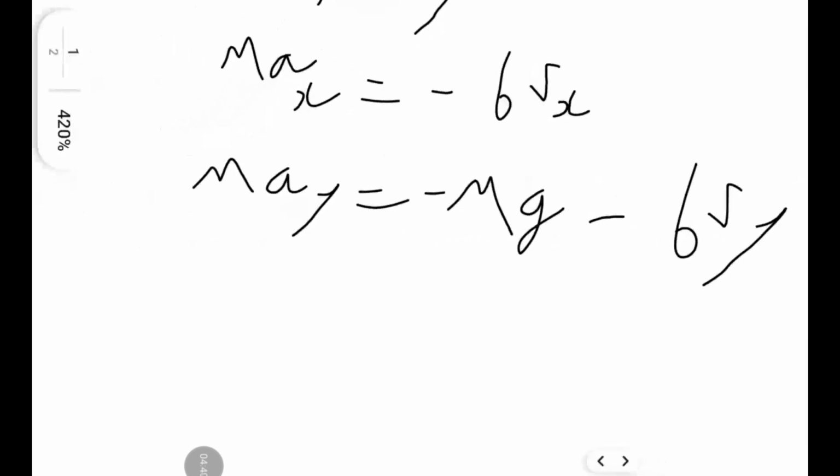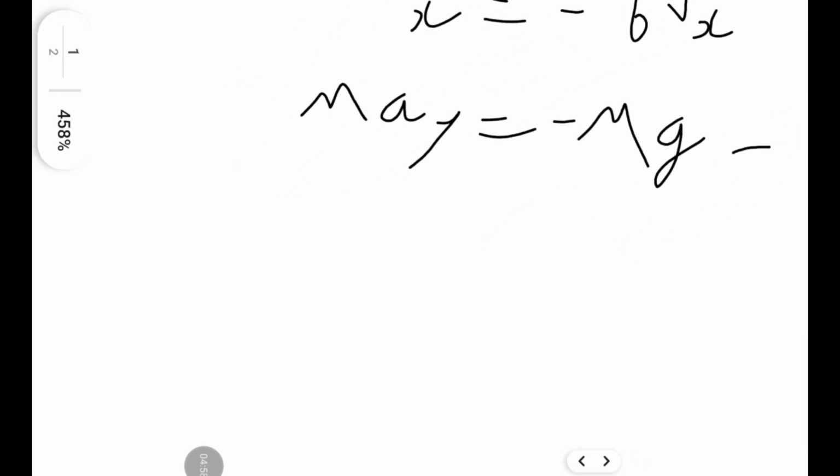So you see the two force equations there. Mass times acceleration in the x direction is equal to minus b times the velocity of x. Again, the velocity it's currently going at will affect the air resistance. Air resistance is proportional to velocity, well, actually velocity squared, but we're simplifying it with normal velocity.